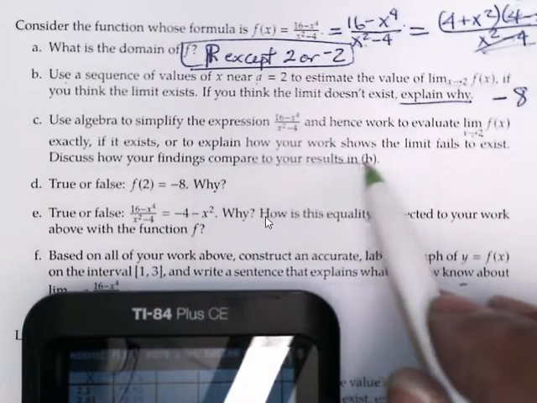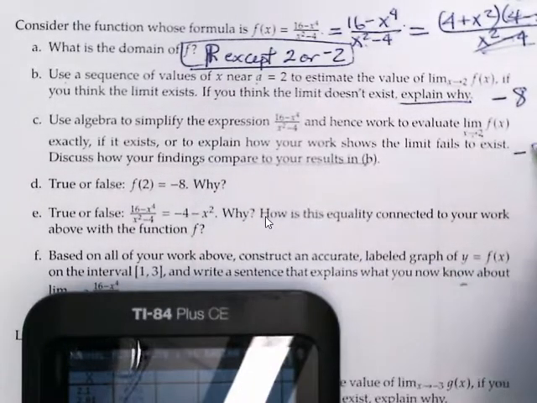Discuss how your findings compare to your result in B. They're telling us the same thing. It's negative 8 in the limit.